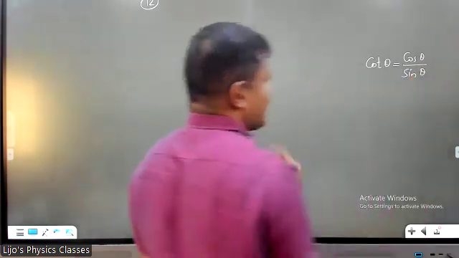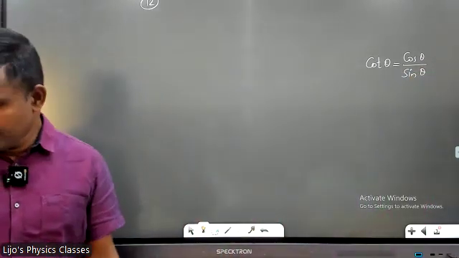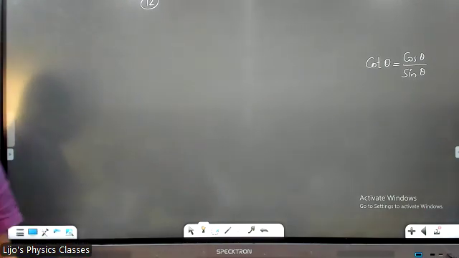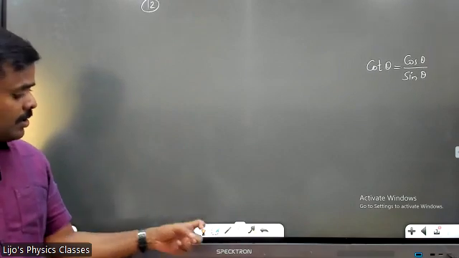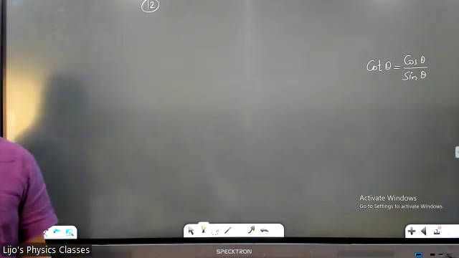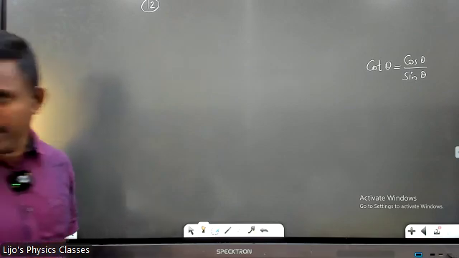Cos theta by sin theta is called cot theta. Cos theta divided by sin theta is called cot theta. Cos theta by sin theta is equal to cot theta. That is the first point. Okay.